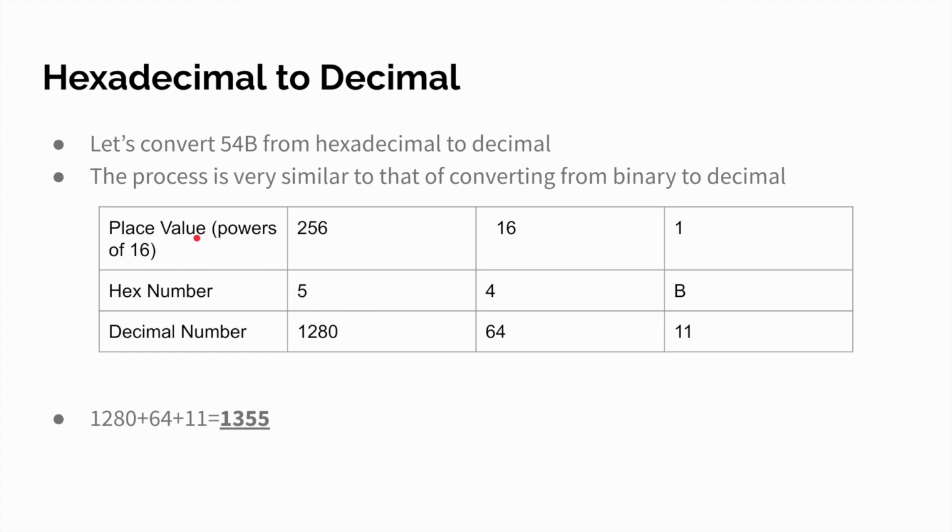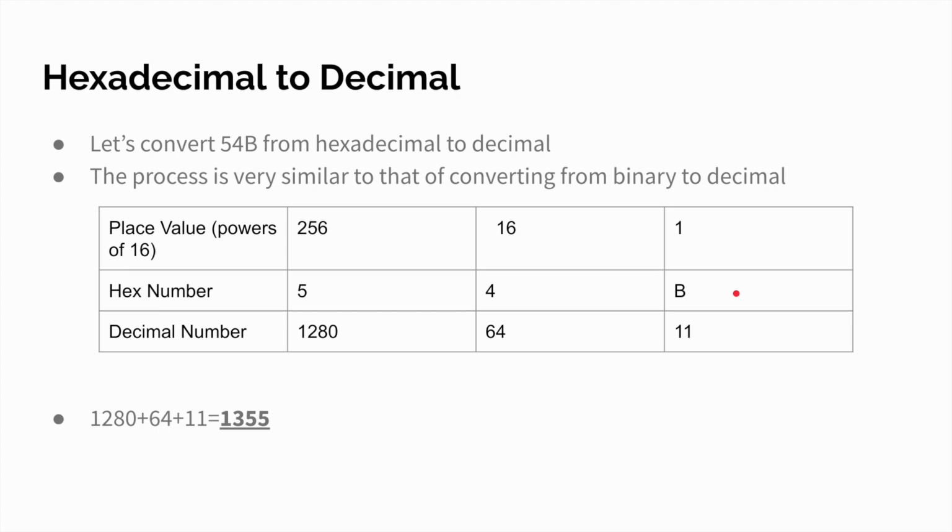So our place values this time, because it's base 16, are the powers of 16. So this is 16 to the 0, this is 16 to the 1, and this is 16 to the 2. Okay, and then like before, we just write our individual digits underneath these. So 5, 4, B, and then we multiply. But what do we do with the B here? We can't multiply B by 1.